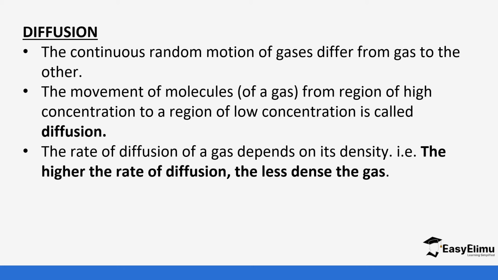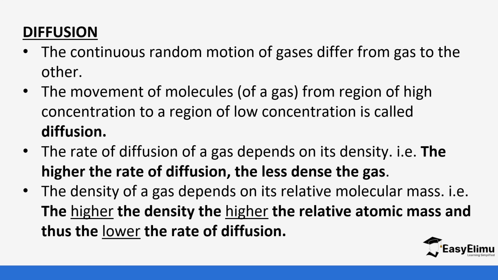We are going to be comparing purely gases in this law. We are not going to be looking at liquids. The density of a gas depends on its relative molecular mass. So the higher the density, the higher the relative atomic mass, thus the lower the rate of diffusion. Even when we are deriving the formula, you notice we use density as one of the things we compare, and we also use the atomic mass in our derivation of the formula.